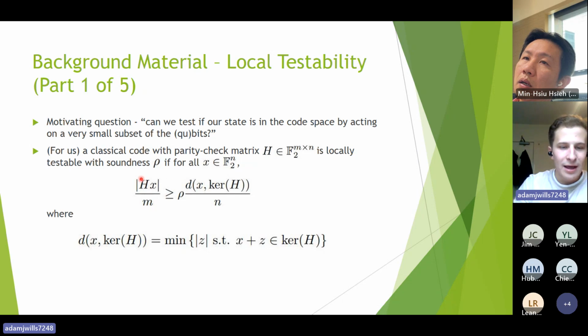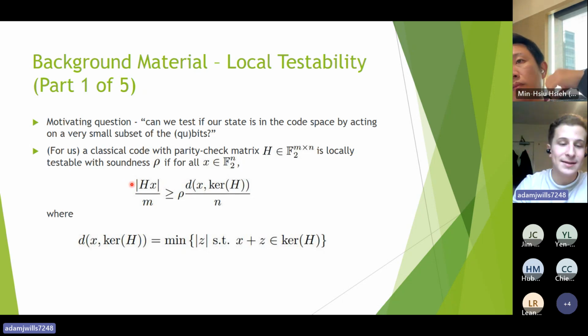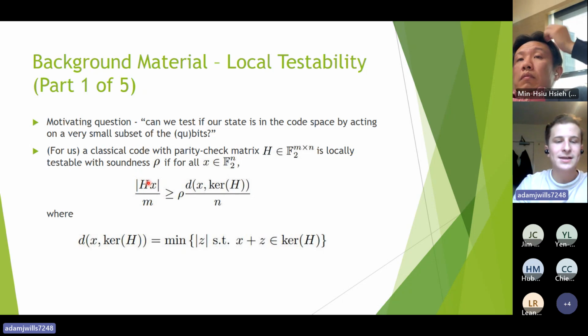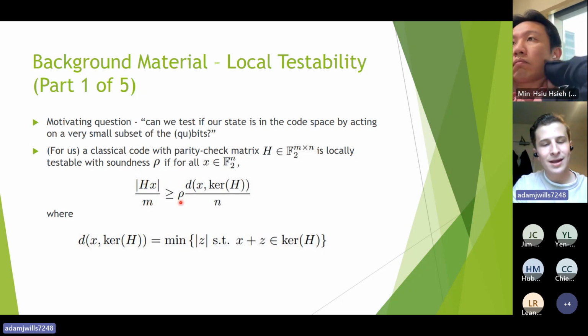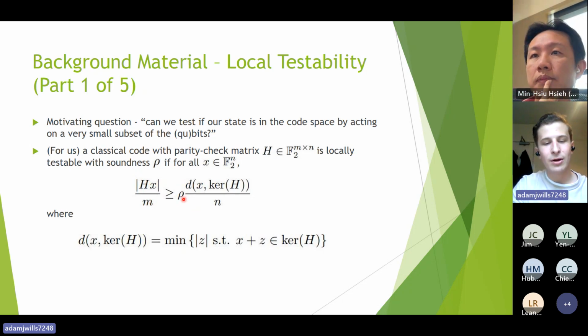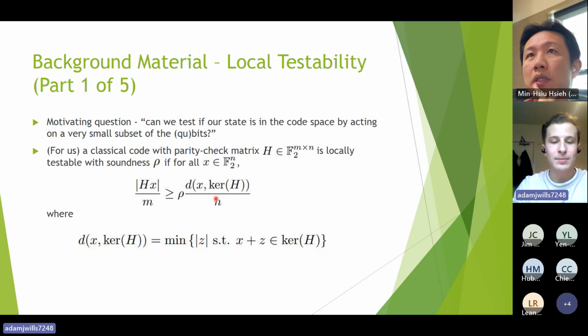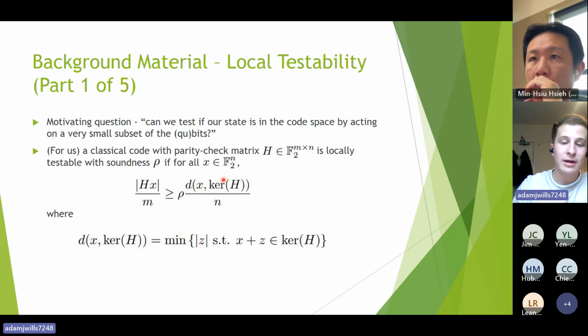So what does this mean? This is the Hamming weight of Hx. So that's the number of violated checks. So the number of checks of H that x violates. So the number of violated checks divided by m is going to be at least rho times this thing, d(x, ker H), divided by n. Now this d(x, ker H) is the distance of x from the code space, remembering that the kernel of H is exactly the code space.